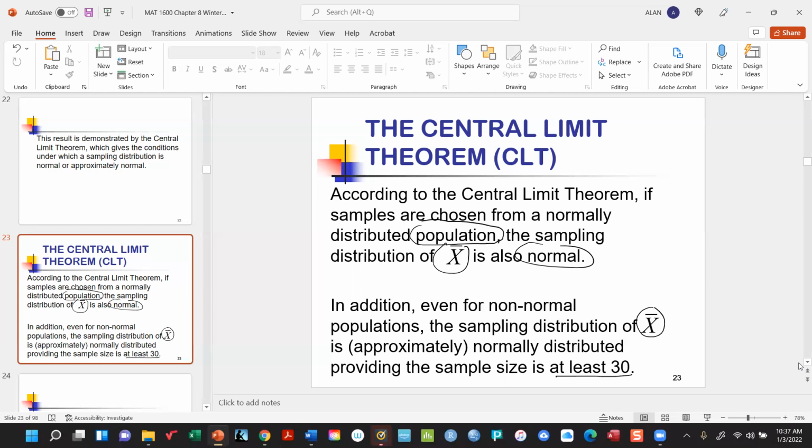Now, in this chapter, we're only going to do cases where X bar is normal. We will not consider the cases where we have a non-normal population with small samples. That would require a more advanced chapter, which we do not have time to do. Okay, so under these conditions, we can treat X bar just like any other normal random variable, and we can use the tables, or we can do whatever we need to do.